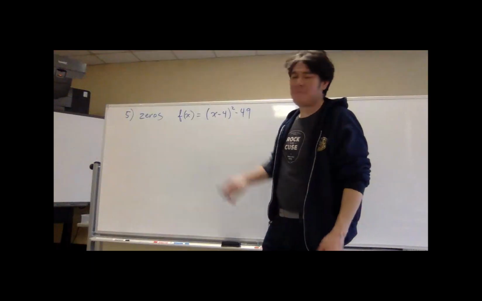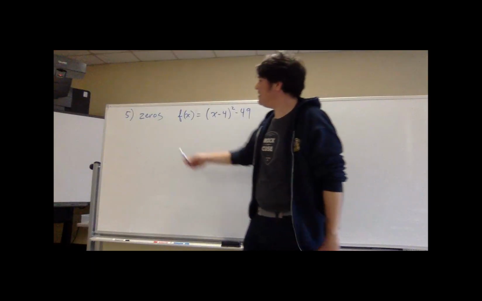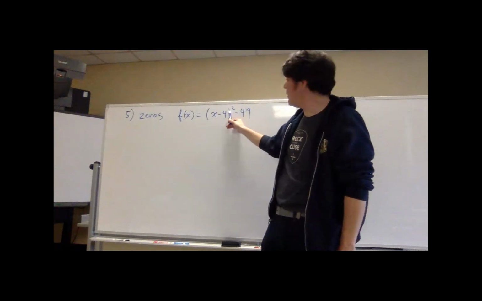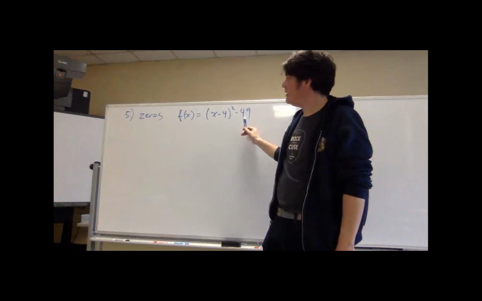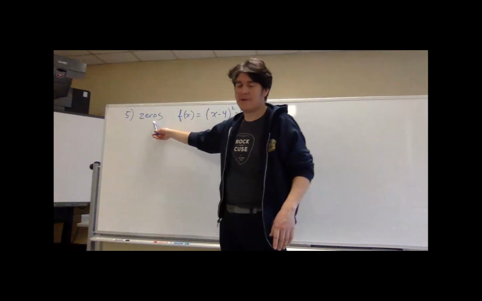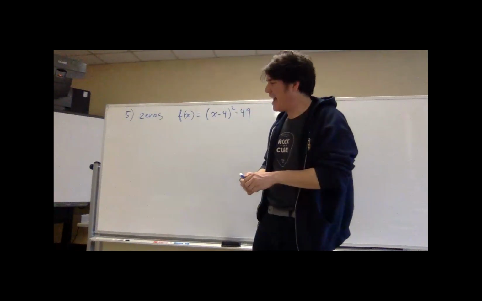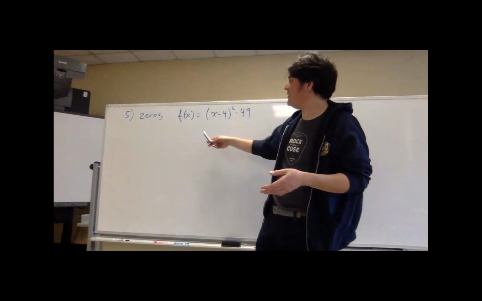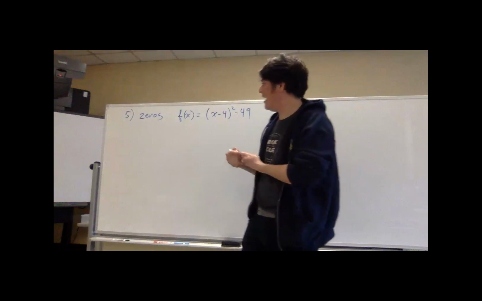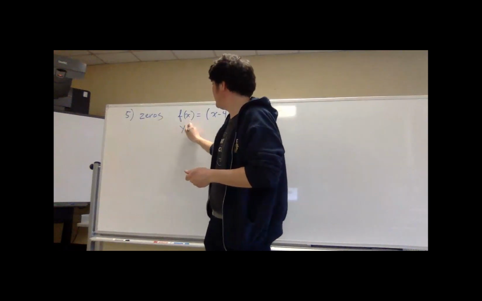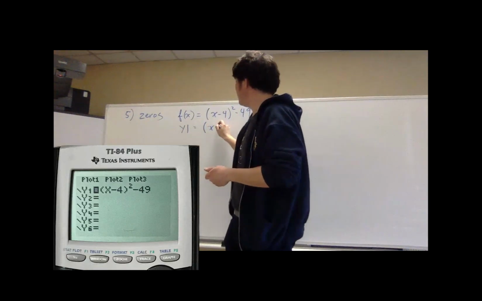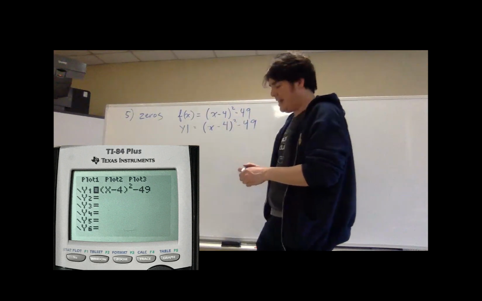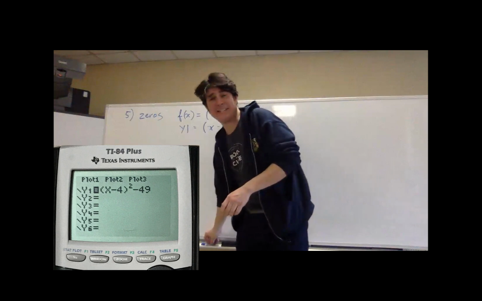Great. Here's problem number 5. It asks us to find the zeros of the function f of x equals the quantity x minus 4 squared minus 49. Well, let's remember that thing about zeros. Zeros are just where a graph intersects the x-axis. So what I'm going to do is use a calculator, and instead of f of x, we'll call that y1. And we'll graph y1 equals x minus 4 quantity squared minus 49. And see where that graph intersects the x-axis.